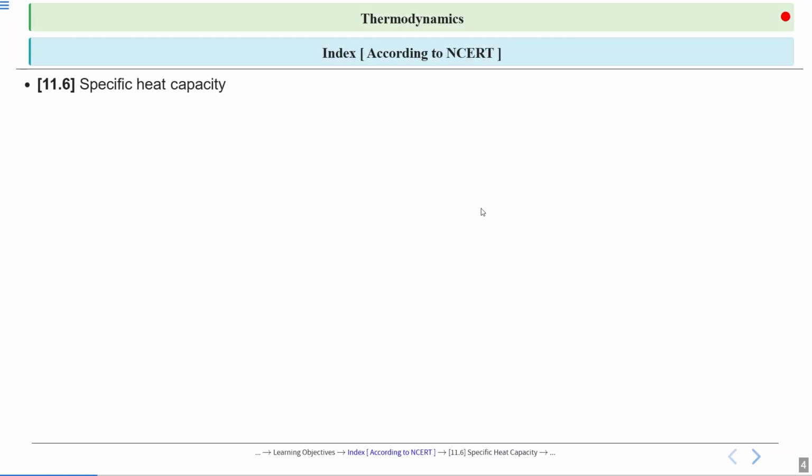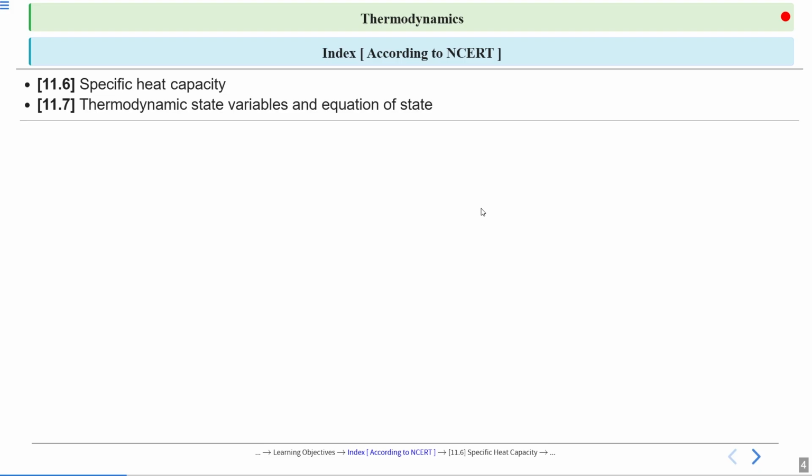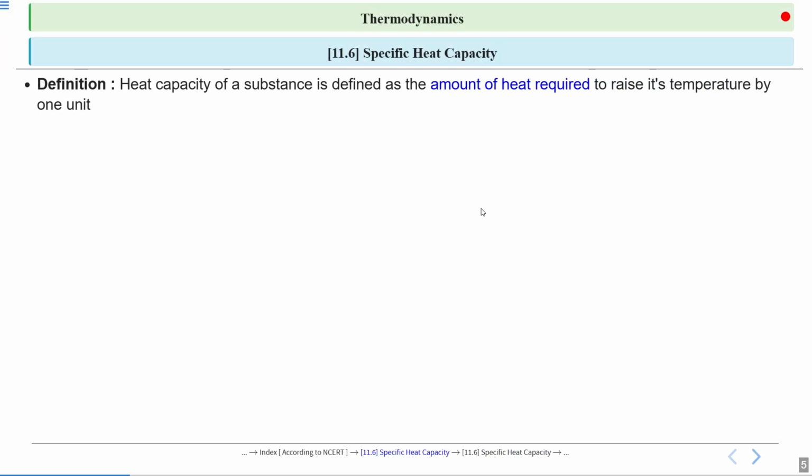In today's lecture, we will cover first 11.6 specific heat capacity, then 11.7 thermodynamic state variables and equation of state. So let's start. Specific heat capacity. Before starting specific heat capacity, here a question arises: what is heat capacity?